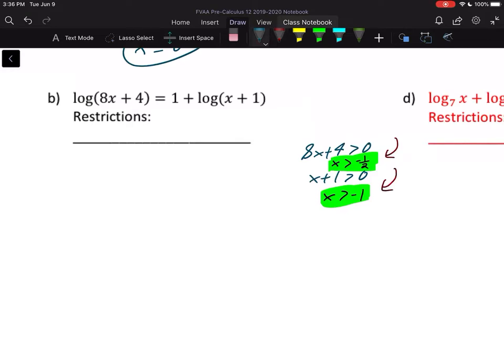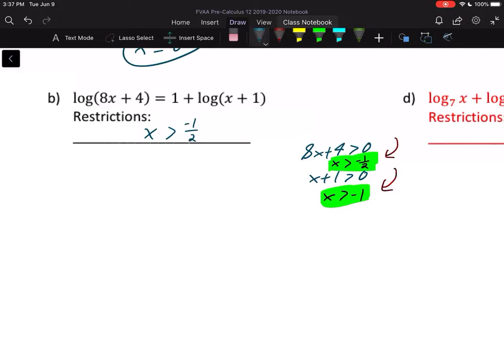So my real restriction is x must be greater than negative 1/2, okay? Because x could be negative 3/4, and that would be greater than negative 1, but it would still be smaller than negative 1/2. So you take your most restrictive restriction, and that's the one, the restriction that if it follows, it automatically respects both restrictions. That's the one that you put into your restriction. All right, now let's get to work here.